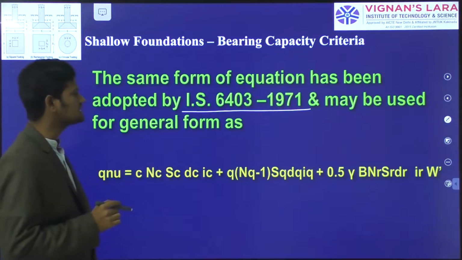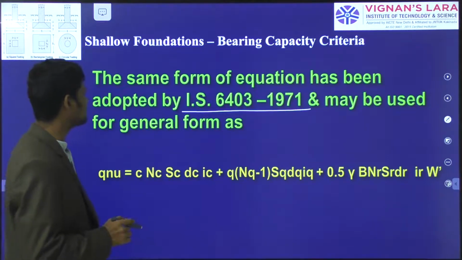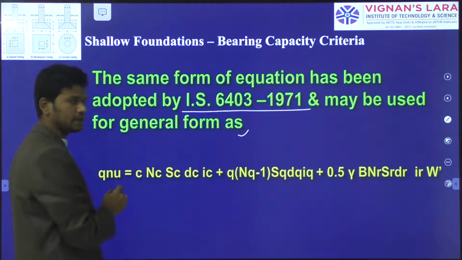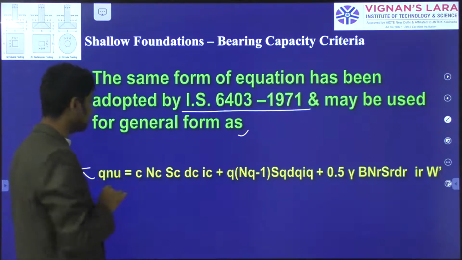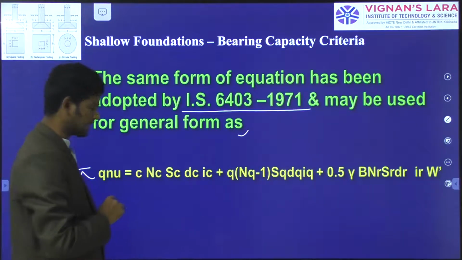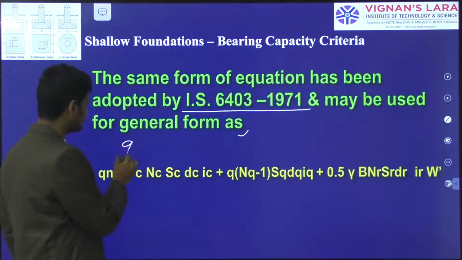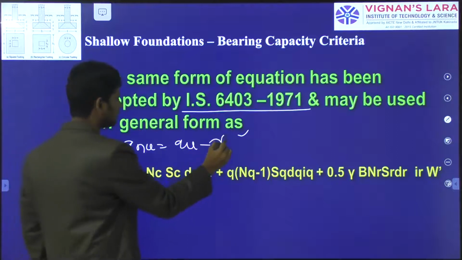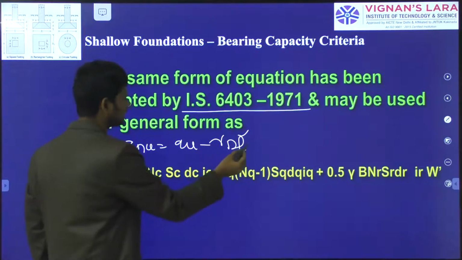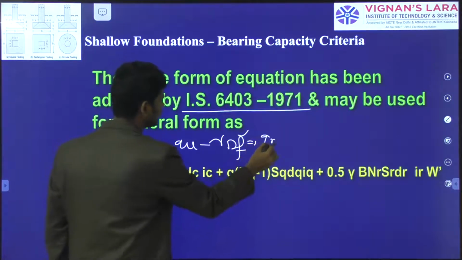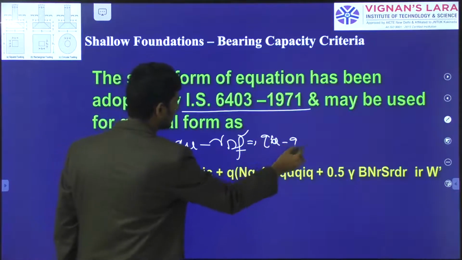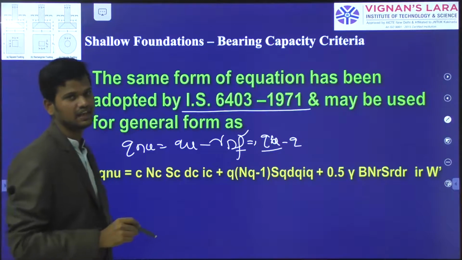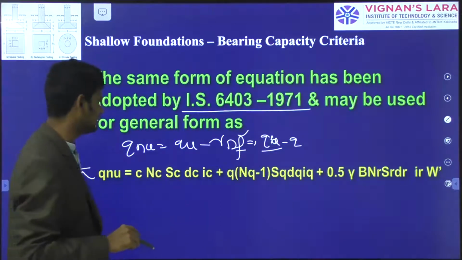That is nothing but IS 6403. It may be used in the general form for the net ultimate bearing capacity. Here they directly give the net ultimate bearing capacity. The net ultimate bearing capacity qnu is the ultimate bearing capacity qu minus gamma Df. Otherwise, you can also write qnu equal to qu minus q, where qu equals c Nc plus q Nq plus half gamma B N gamma, and q is gamma Df.